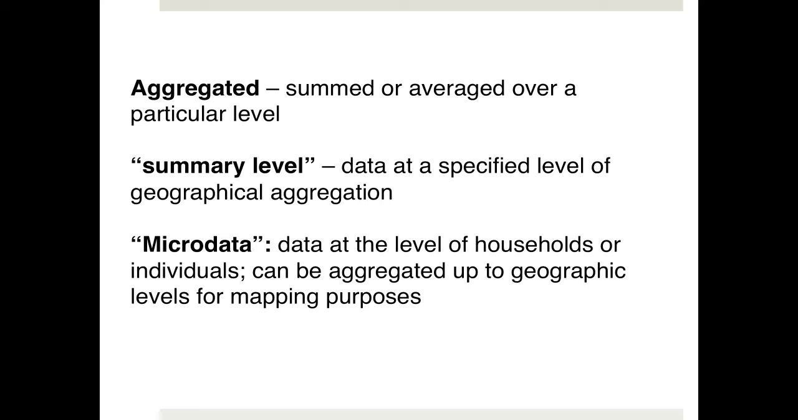The first is aggregation. Data is aggregated when it's summed or averaged up over a particular area. For example, a census block group, or tract, which are referred to as summary levels. Often data is collected at the level of households or individuals, thus the data can be aggregated up to the geographic levels for mapping purposes.